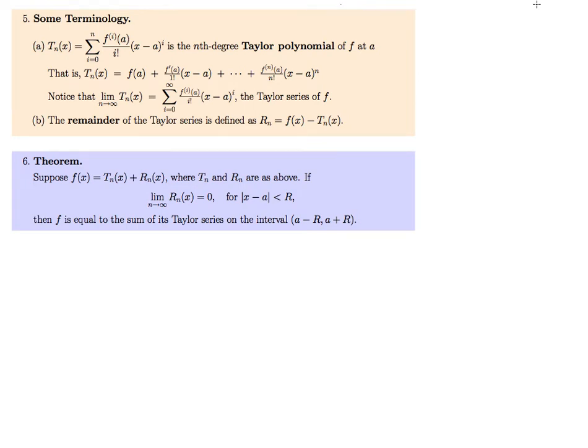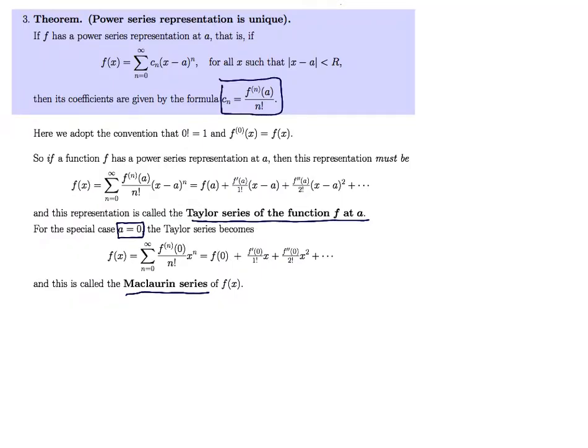So now we have a method for constructing a power series of a function. And let's just skip back to it. What we found is that if a function has a power series representation, then the power series has to have coefficients which are given by the nth derivative of the function at a over n factorial.